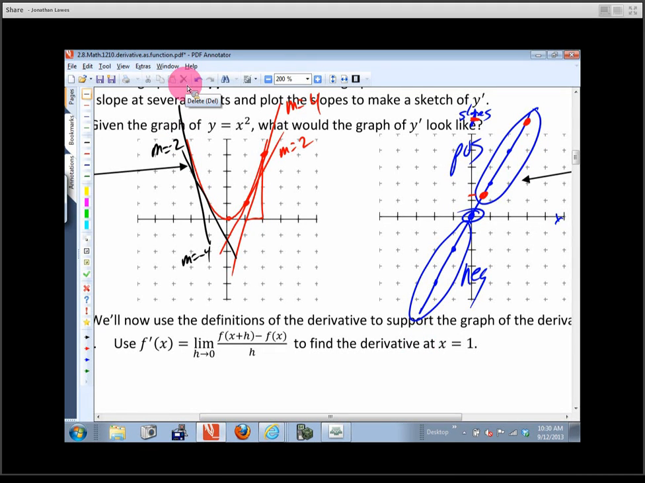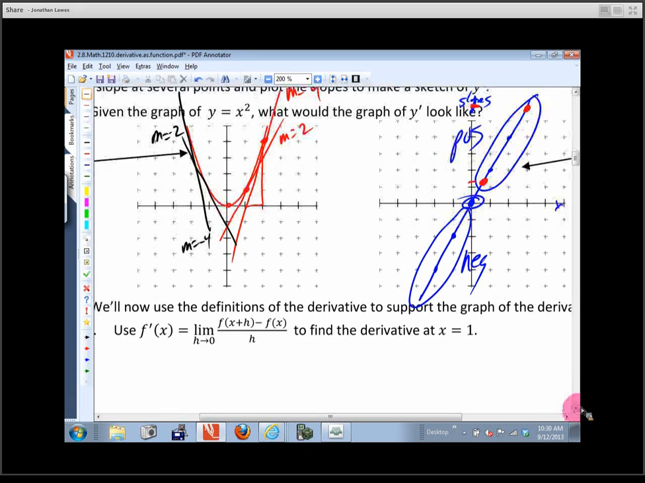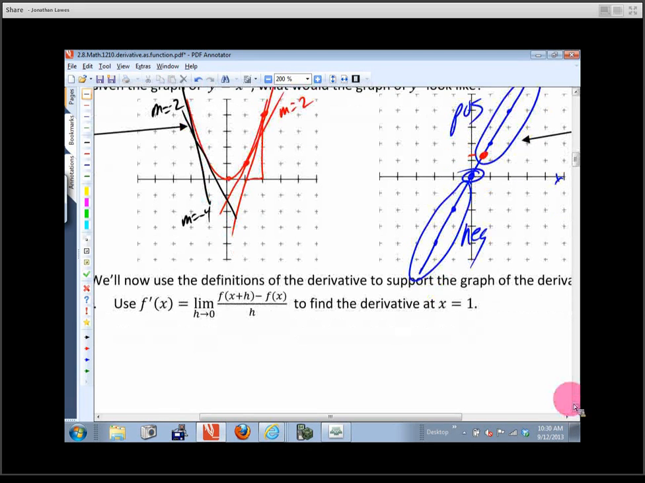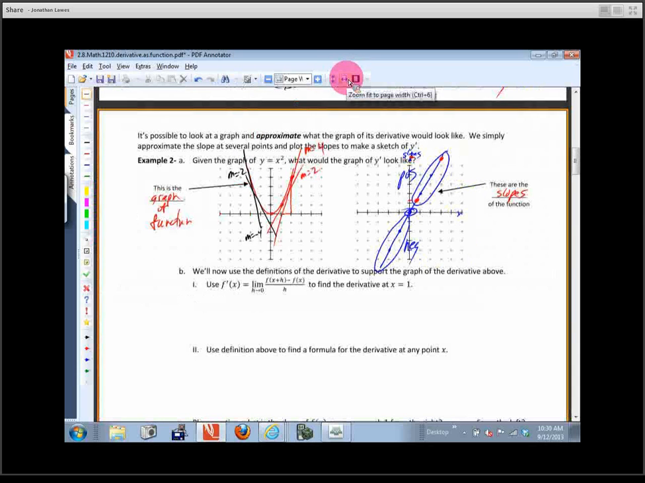Well worth your time to think about how those things relate to each other. Okay? So it'd be a straight line if you continue. Yeah, it's a straight line. Okay? And we're going to prove that it's a straight line right now. Okay. So then the next thing it says is use the definition to find the derivative at 1.